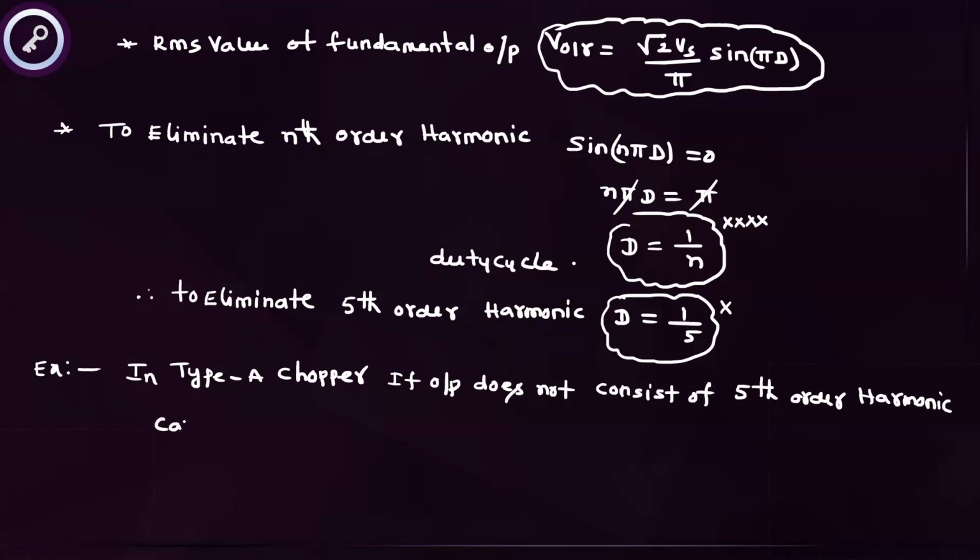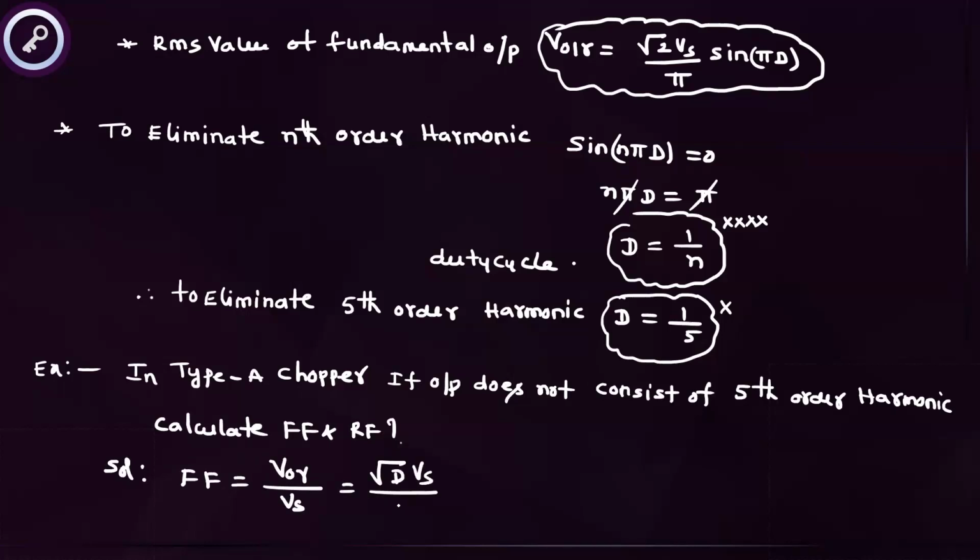Calculate form factor and ripple factor. It is a type A chopper. A type A chopper is also called a step down chopper. Then form factor equals V naught RMS by Vs. In a step down chopper or type A chopper, these formulas are applicable: root 2 Vs by dVs, 1 by root d.